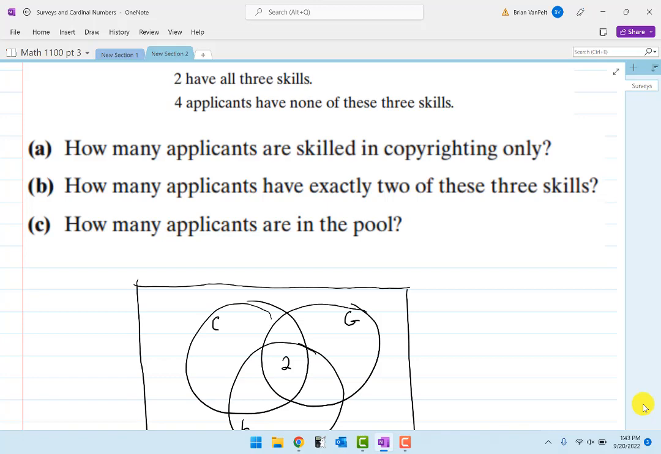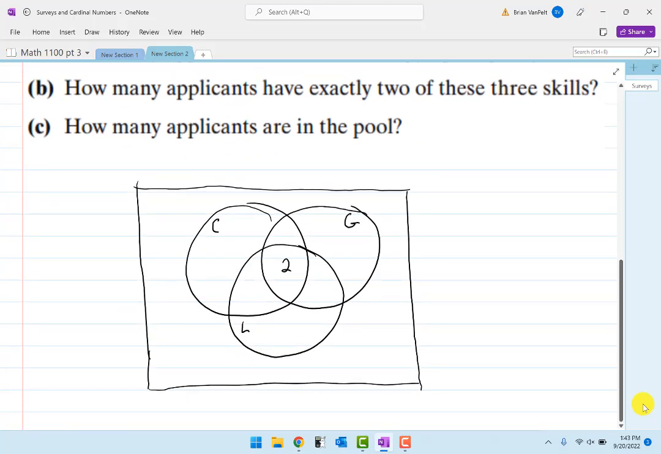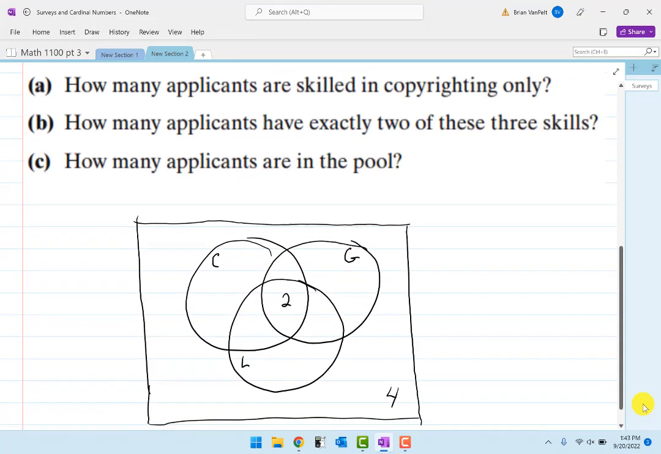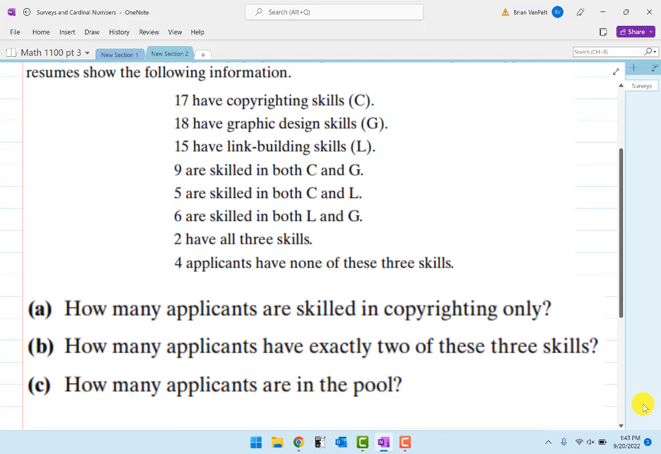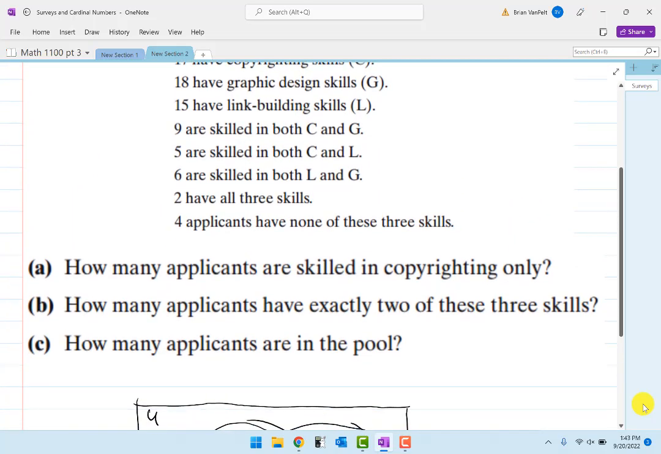Then it says 4 applicants have none of these skills. So I will put a 4 out here. Don't forget, the U is not a big deal, but I usually put it anyway. So I've got my first piece of information. I've got a 2 inside of there. I've got 4 people that have no skills. Let me scroll through here. Now I'm going to look for more limiting things. So I'm generally going to work myself from bottom to top.